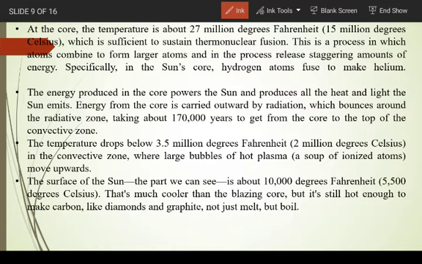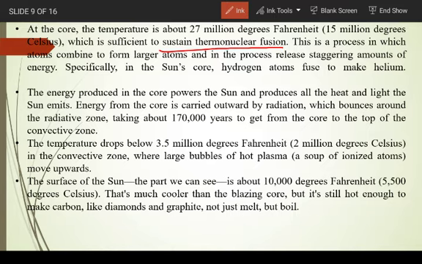Why is this temperature so high? Because this temperature is needed to sustain thermonuclear fusion. Yes, thermonuclear fusion is there. The sun presents the phenomenon of fusion, not fission. Fusion is the combination of two atoms or molecules. When two atoms collide with each other, they produce a staggering amount of energy. Here the hydrogen atoms fuse to make helium.